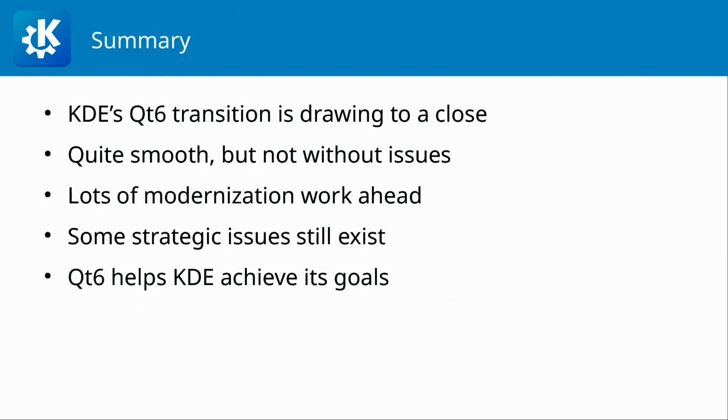So, in summary, KDE's transition towards Qt6 is drawing to a close. If you ask me, I would say it went quite smoothly, at least compared to previous transitions like from 3 to 4 or 4 to 5. But it wasn't without issues, but that's completely fair. There is still a lot of modernization work for us ahead, especially on the QML side. And we do still have some strategic issues that we should address. But overall, I think it's fair to say that Qt and Qt6 help KDE achieve its goals.